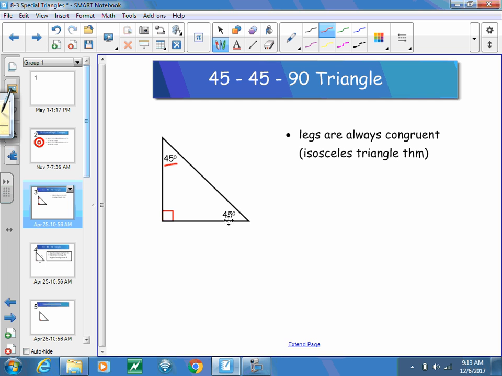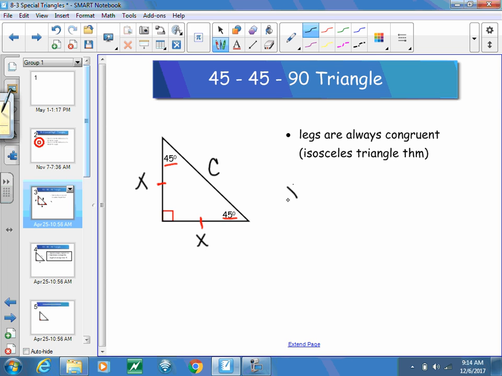Now, if I have a right triangle right here and the two angles are both 45 degrees, well, from our isosceles triangle theorem, that's going to tell us that we have an isosceles triangle, that these two legs of our right triangle have to be congruent to each other. So if those two sides are congruent, let's take a look at what's going to happen with the relationship with your hypotenuse that's here. So let's let each side here be x.